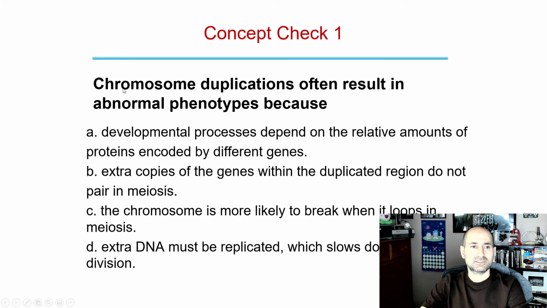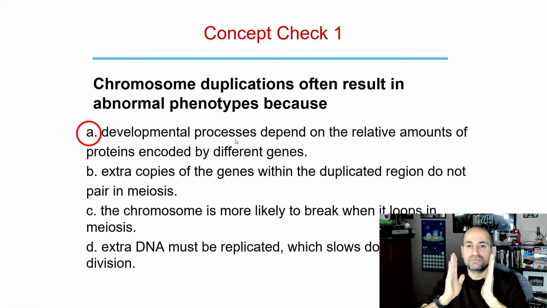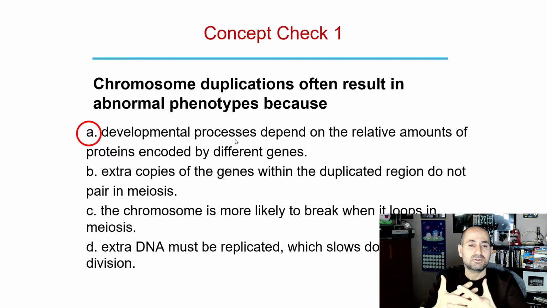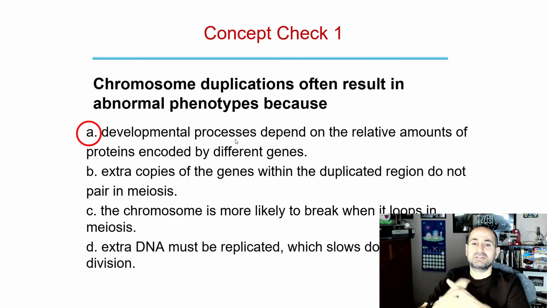Let's do a concept check real quick. Chromosome duplications often result in abnormal phenotypes because, we just touched on this. Let's see, A, developmental processes depend on relative amounts of proteins encoded by different genes. Yes, it's A, right? So you need, like I said, in your cells, you have homologous chromosomes. So you have allele A on this chromosome from dad, and you have allele A on the homologous chromosome from mom. If you have extra copies of allele A, or if you're missing copies of allele A, that's going to result in different amounts of the protein from that gene, and that can result in developmental defects. Does that make sense?